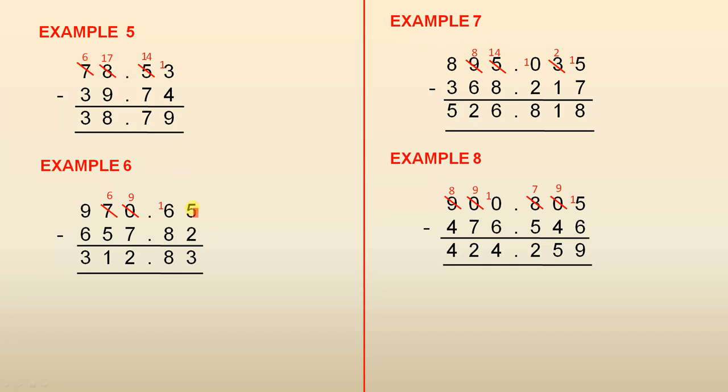Same with that example, 5 take away 2 is 3. This is the 1/10th column, so 6 take away 8 we can't do, but that's why we make that 16/10. So when we trade, whenever we cross off a 0, we make that a 9. And then we go across again for our trading, cross off the 7 and make that a 6. So whenever the 0 is crossed off to make a 9, always go to the next column and cross off the digit and make it 1 less. Now we can do our subtraction, and that's our answer, 312.83.